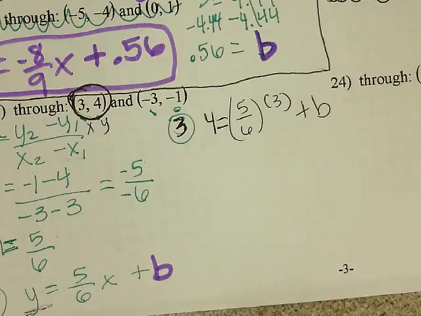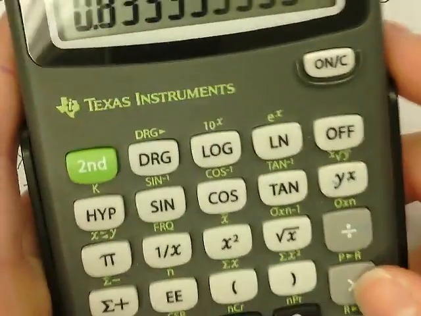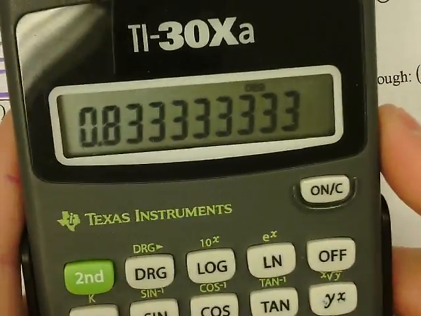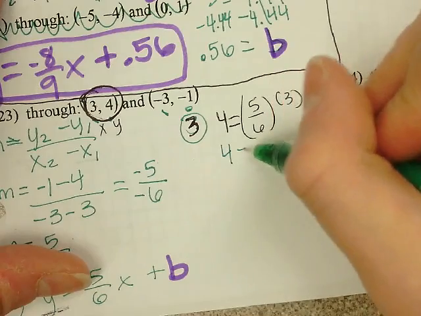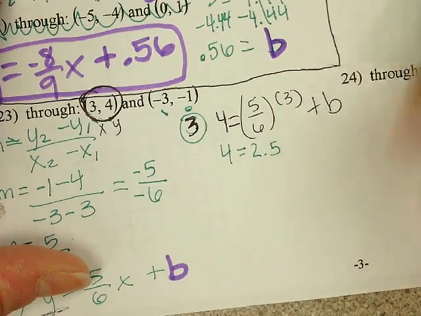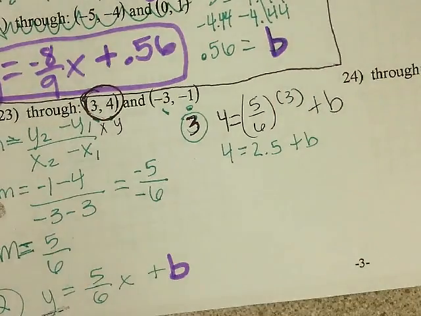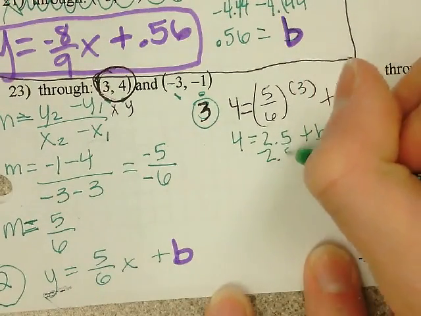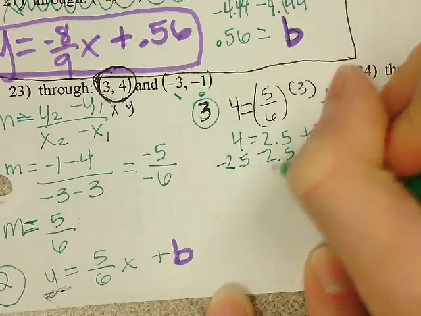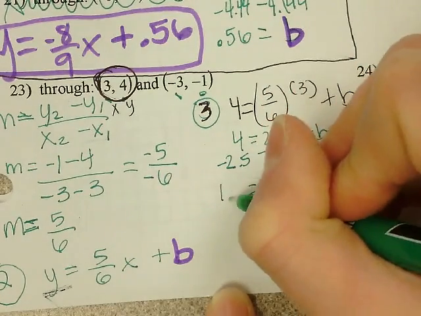Alright. So I'm going to do 5 divided by 6, and then multiply that by 3. So 2.5. So 4 equals 2.5 plus b. All right, what's my next step? Subtract. And I get b is 1.5.